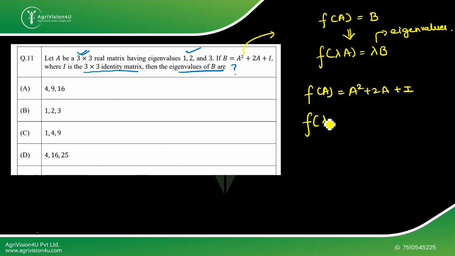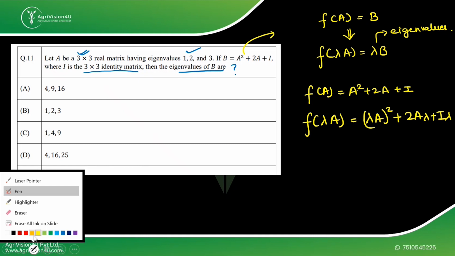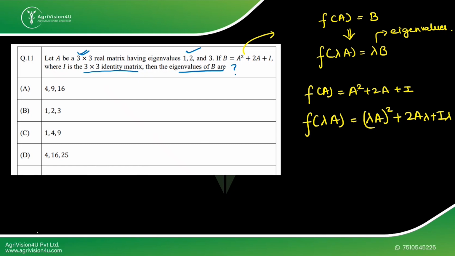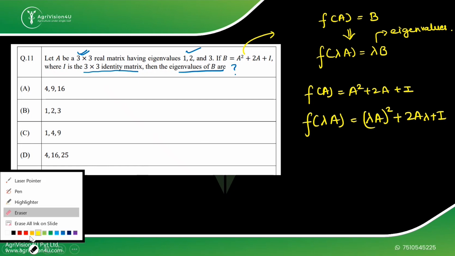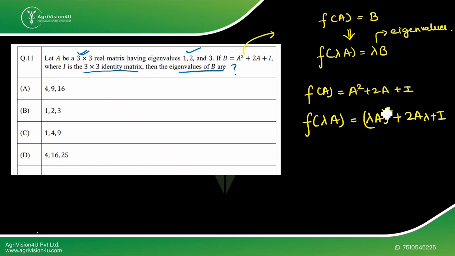So if I write function lambda A, then it will be lambda A whole square plus 2 lambda A plus I, right? Because we are only substituting this lambda here. And you know what is I? How can you write this I? It will be 1. So function of lambda A is equal to lambda square A square plus 2 lambda A plus 1. So this is equal to lambda B.